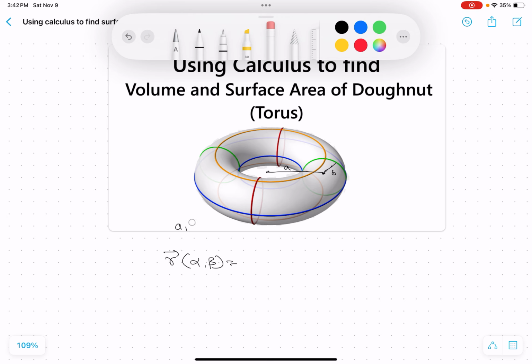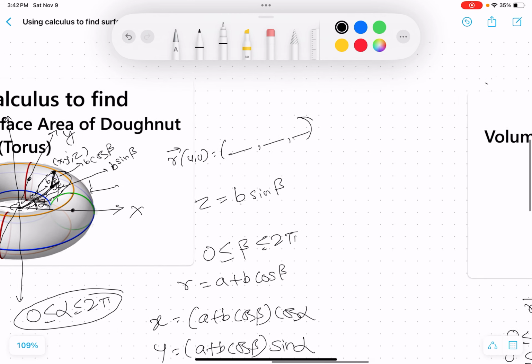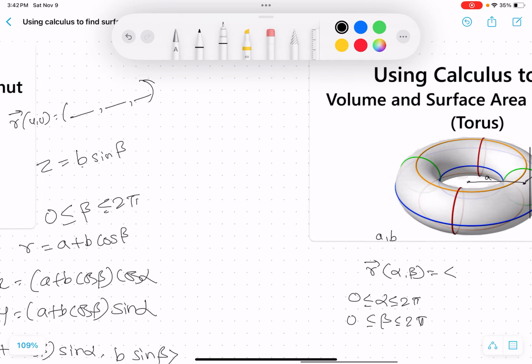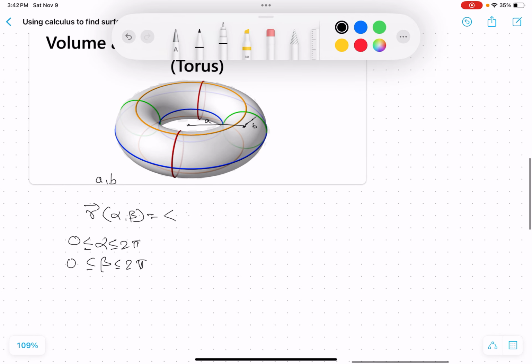Now we know that alpha and beta go from 0 to 2 pi, and I guess you know why 0 to 2 pi, right? For the entire set of points on the circle, beta needs to go from 0 to 2 pi. Again, alpha needs to go from 0 to 2 pi for all the circles. So if we plot a plus b cos beta, and then cos alpha for the x coordinate, and a plus b cos beta and sine alpha, and then b sine beta.